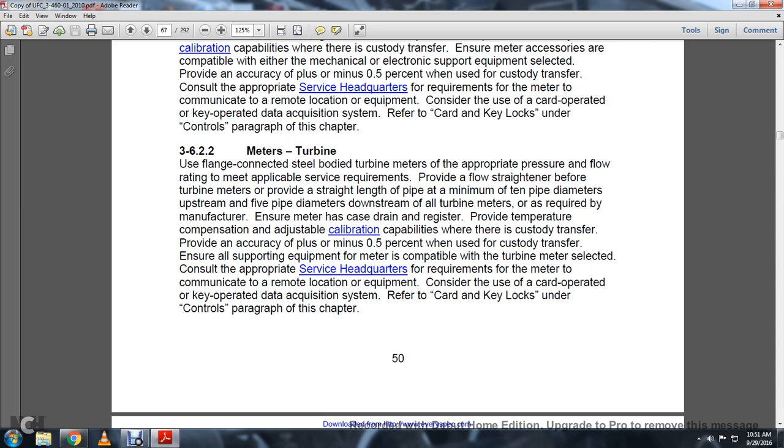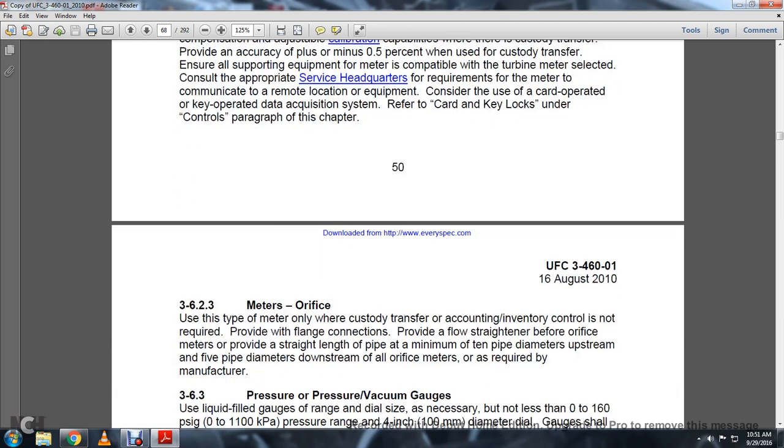Communicate and relocation of the equipment. Consider the use of the card operated with the key, operated with the data acquisition system. Refer to the card and key locks under the controls paragraph of this chapter.